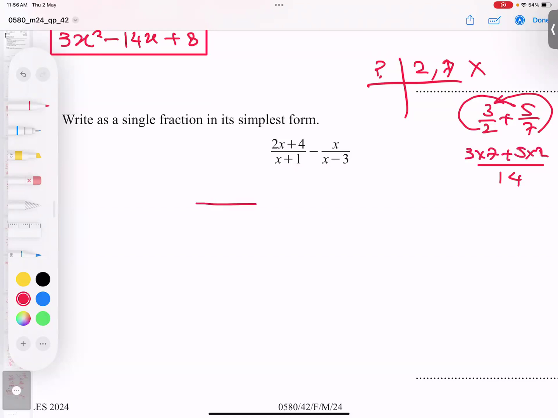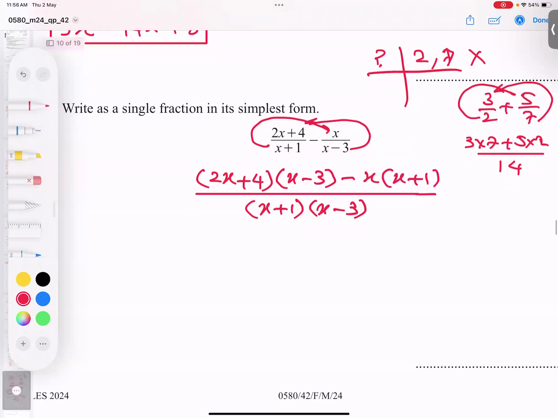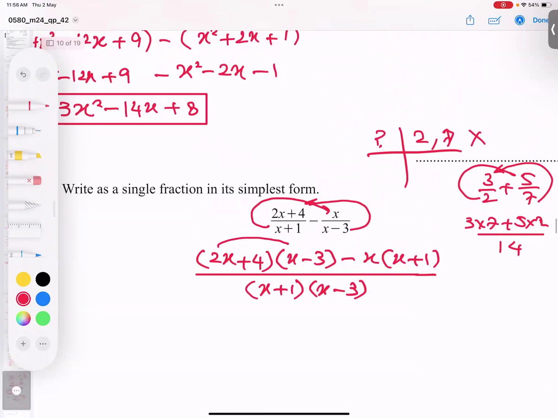Same situation here. Can I take something common like this? Answer is no. So the product of both numbers is the LCM. Now this value will multiply there, and this value multiply there. So 2x plus 4 is already there into x minus 3, and x times x plus 1. And finally, if we continue, what happens, students? This will multiply and multiply. So let's see what the answer turns out to be.